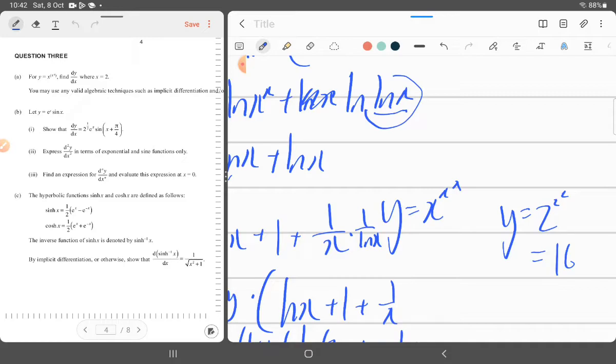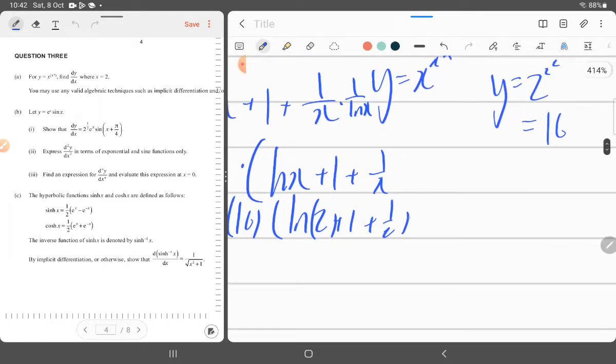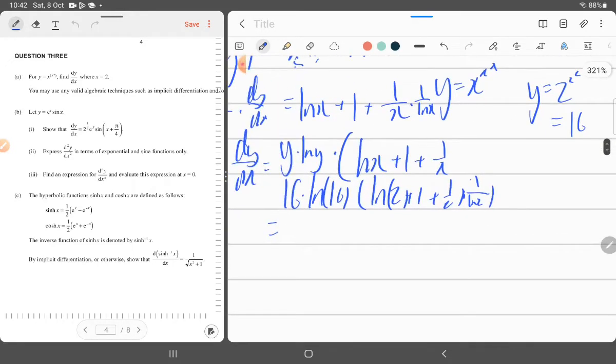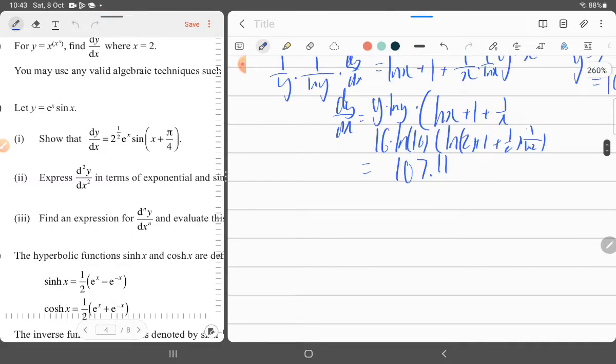Let me just test it out on the calculator. X to the power of x to the power of x at 2, indeed is this, so plus half times natural log of 2, which is equal to 107.11.